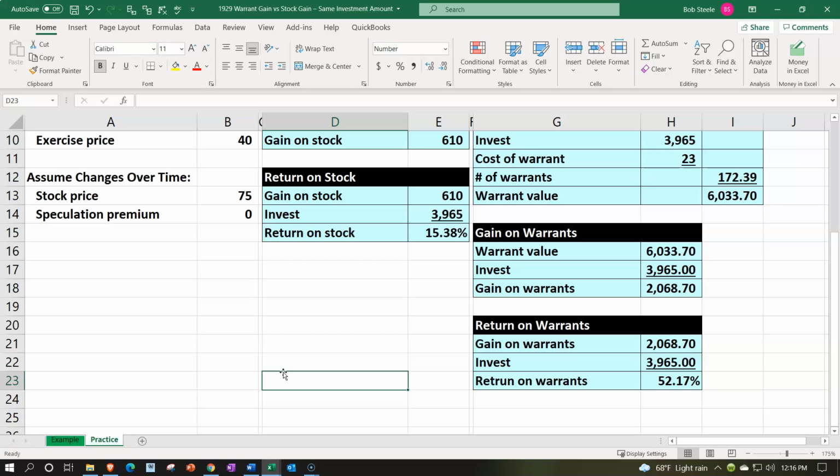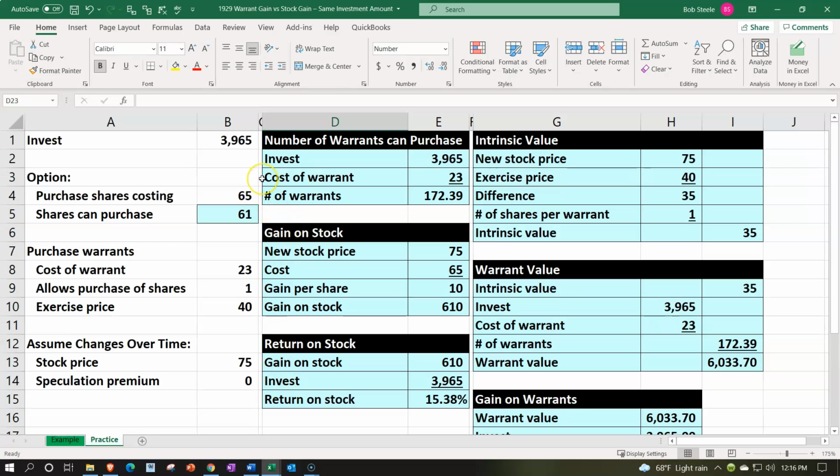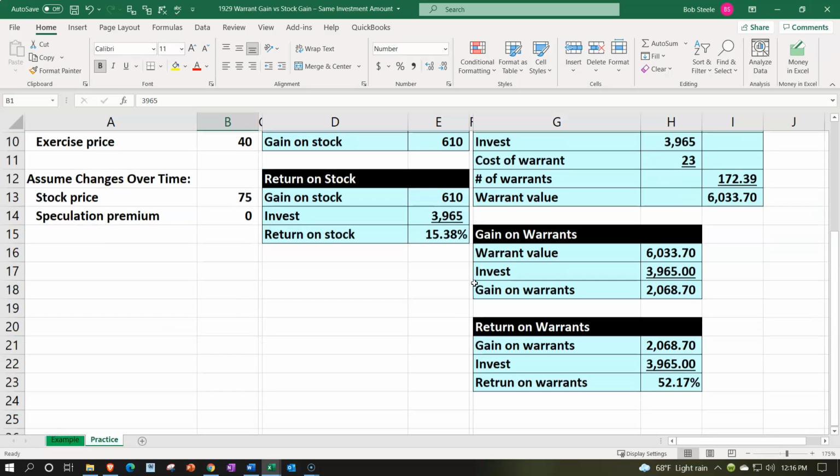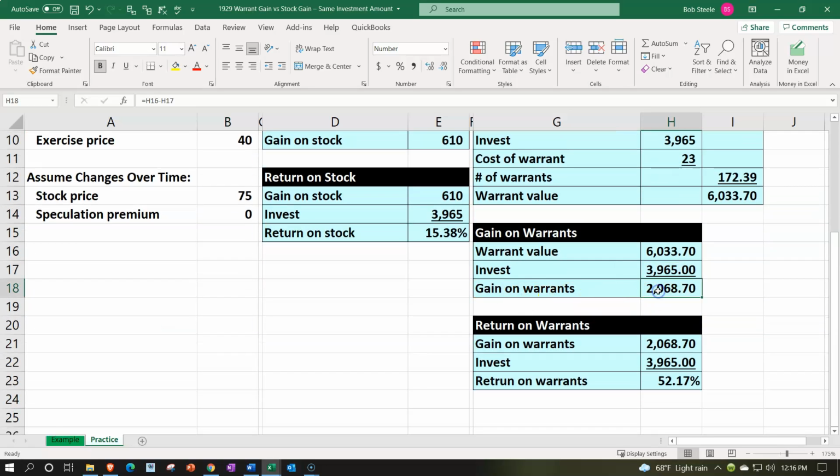So note here, you could see that because we had the same investment amount, once again, we were able to purchase more warrants, of course, than the stocks because the warrants were cheaper, but we invested the same amount, which allows us to see, in terms of straight dollar amount, the leveraging component resulting in an increased gain versus the stock gain.